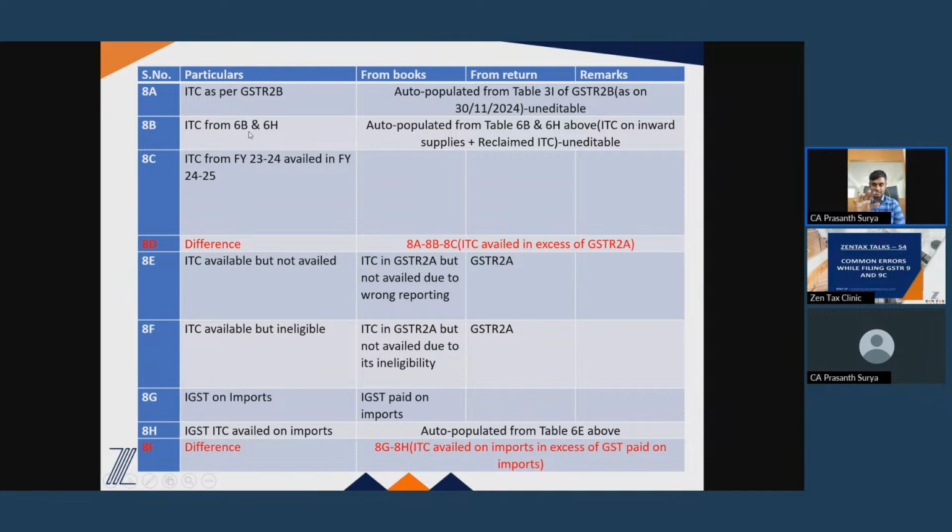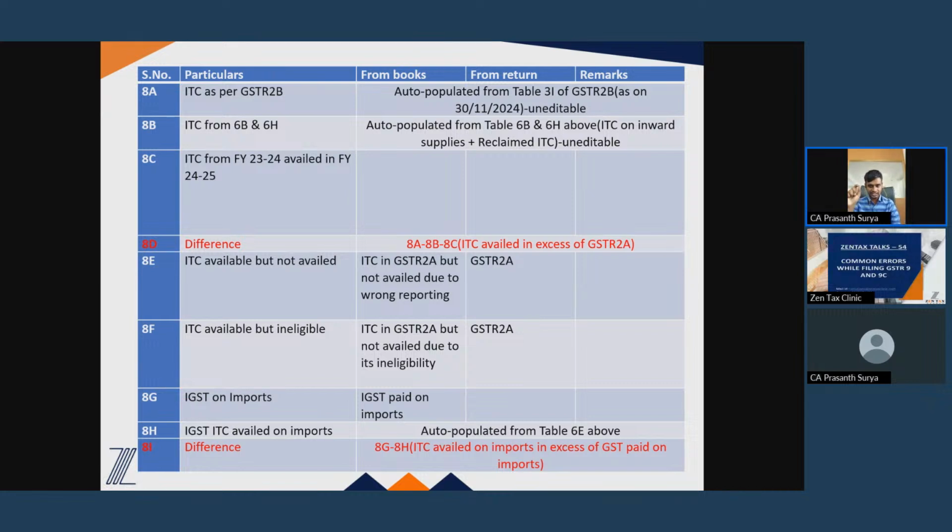Only if there is any positive difference, that is, in table GSTR2B the ITC has been reflected, but you have claimed it in April 2024. In that scenario, only table 8C has some value. That is also a positive difference only you can report here. So table 8D will capture the differences: 8A minus 8B minus 8C.